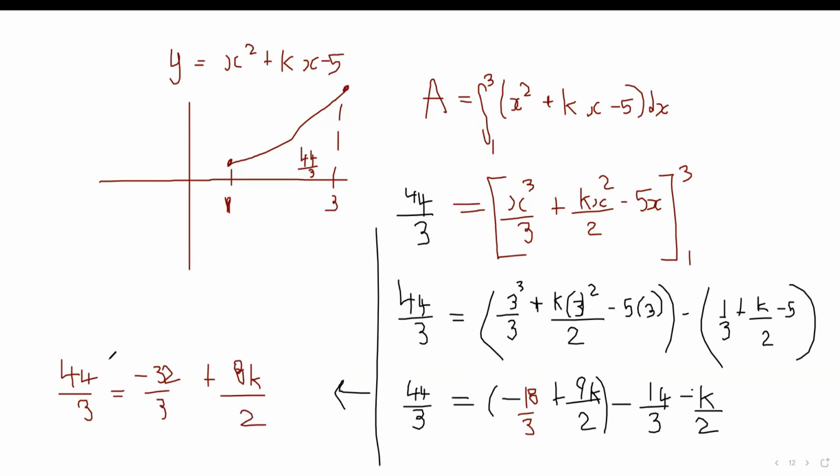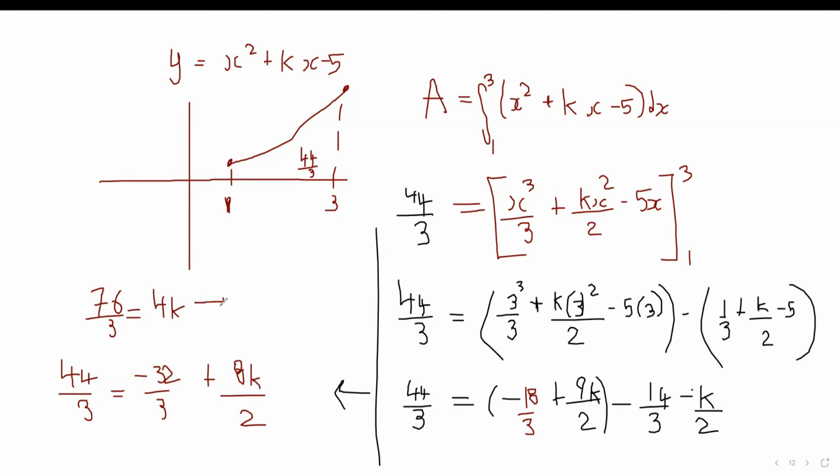So what I get is 32 plus 44 is 70. What is that? 44 plus 32, that's 76. So that's 76 over 3. And that's equal to 8 over 2, which is 4. That's 4k. That's what I'm getting.